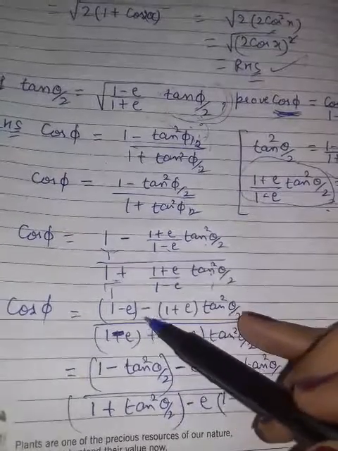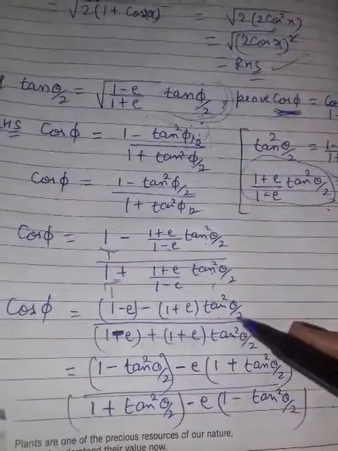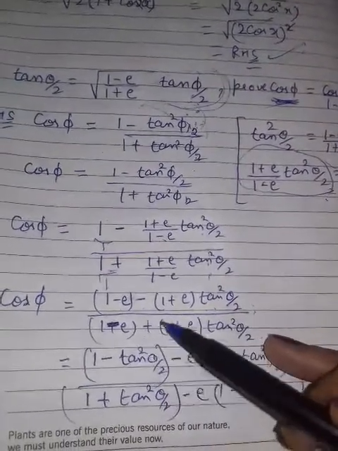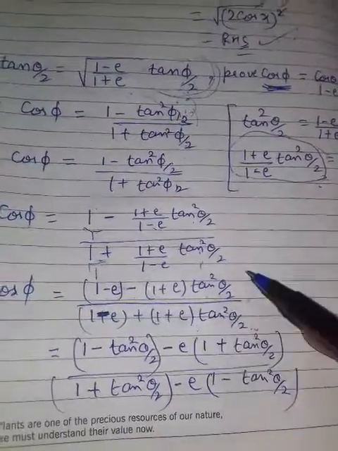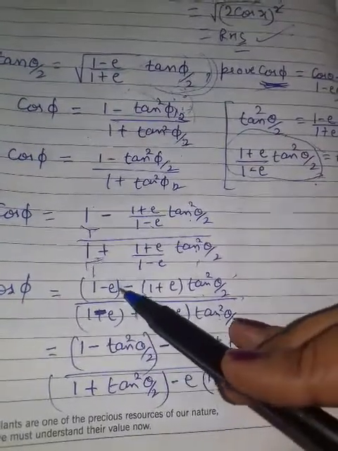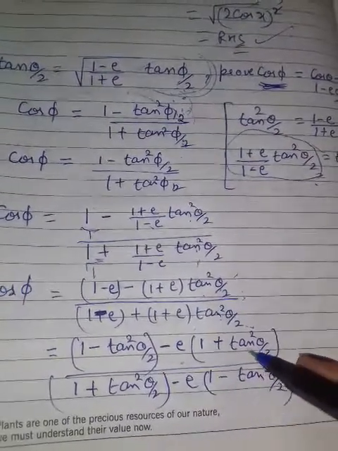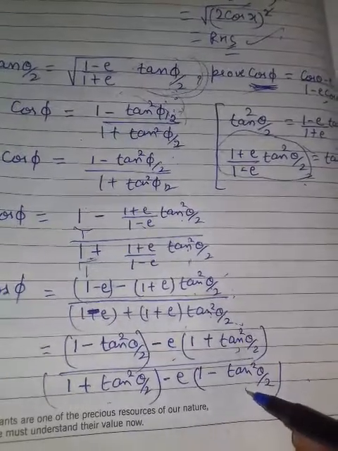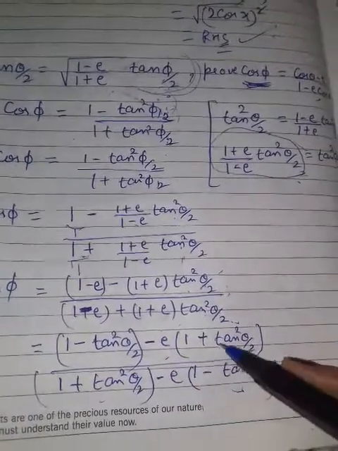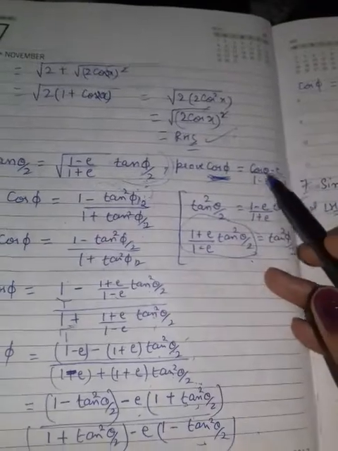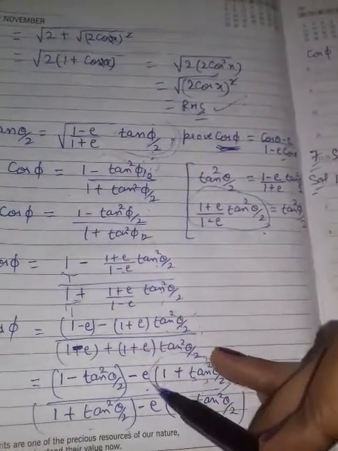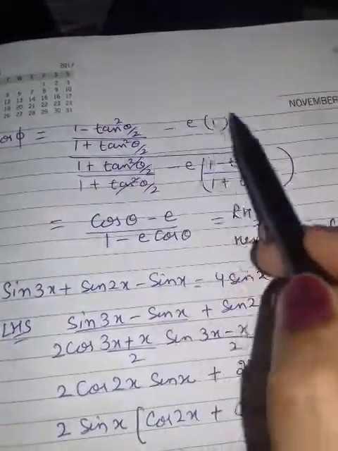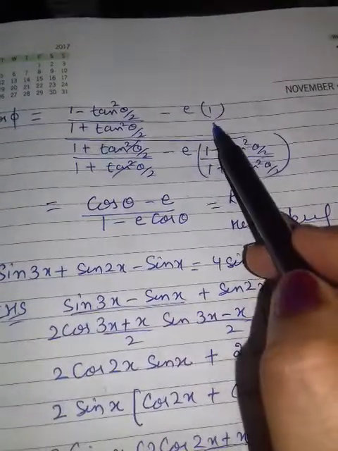It will become 1 minus e minus 1 plus e tan square theta by 2, over 1 minus e plus 1 plus e tan square theta by 2. Now 1 minus tan square theta by 2, and e can be taken from here. Similarly from the downside. Now you will observe what you want: 1 minus e only. You don't want it here. So we will divide this factor with all the terms. So I divide here. Clear? In that manner it will become 1.